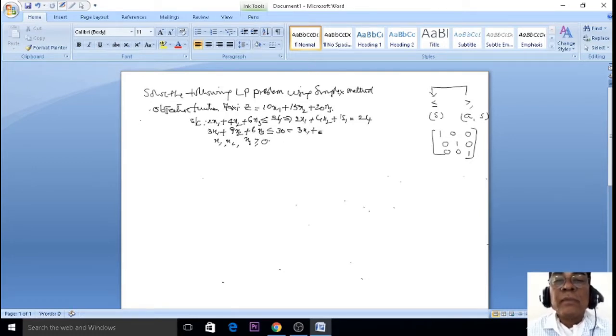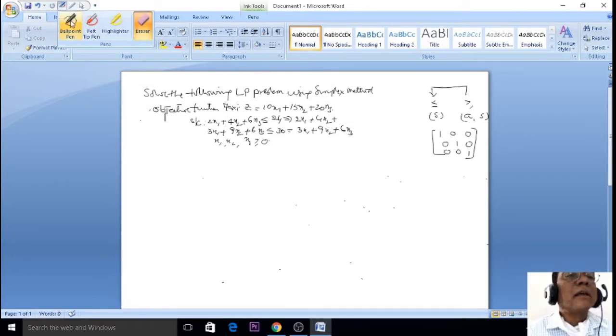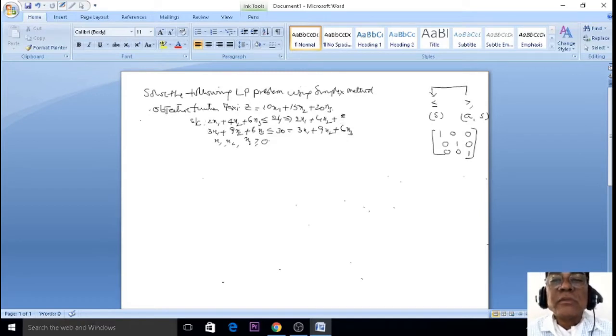The second equation is 3x1 + 9x2 + 6x3 + 1s2 = 30. The coefficient of s1 is zero here and s2 is one. So the constraints are 2x1 + 4x2 + 6x3 + 1s1 = 24 and 3x1 + 9x2 + 6x3 + 1s2 = 30, with x1, x2, x3, s1, s2 ≥ 0.